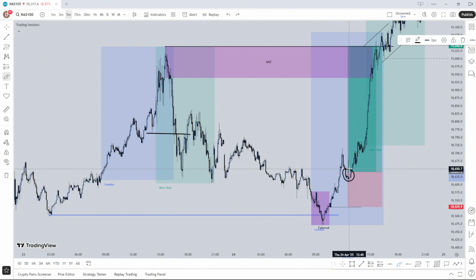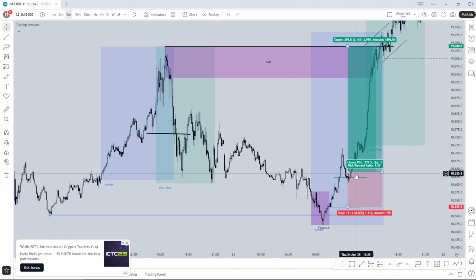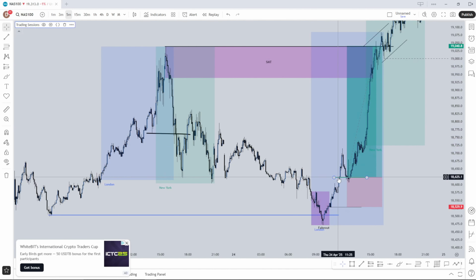Okay, so the entry point was right here. The best possible entry would have been right at this level. Okay, so this is our prime buying level, right at this zone, 6 to 2.6. This is the best possible buying level for sniper entries.